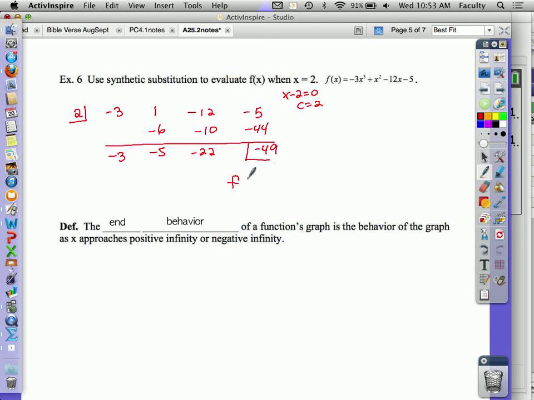Did you guys get that f of 2 is negative 49? This is fun. I mean, this is actually fun to do these once you get the hang of it.